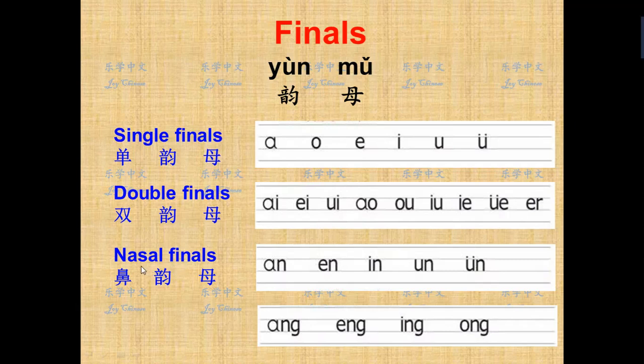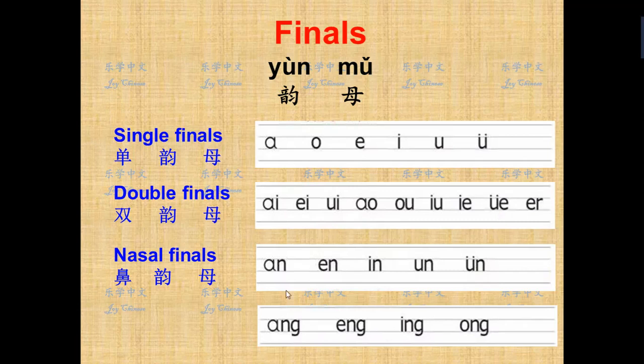The last group we call nasal finals. Actually, it's a combination of a vowel plus a nasal consonant, n. So at the end, let me pronounce for you. An, en, in, un, ün. When you listen to my pronunciation, you could feel the sound comes out of the front part of the nasal.